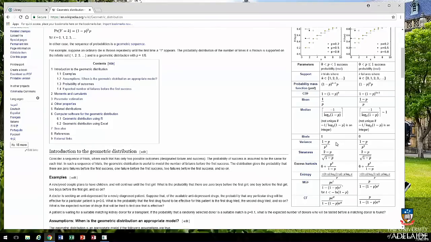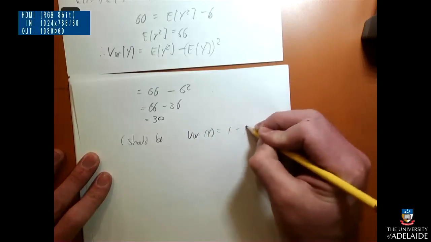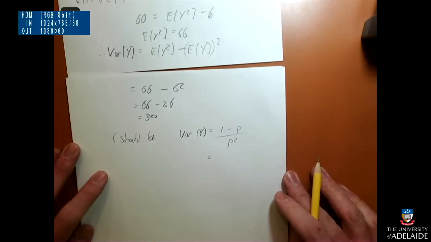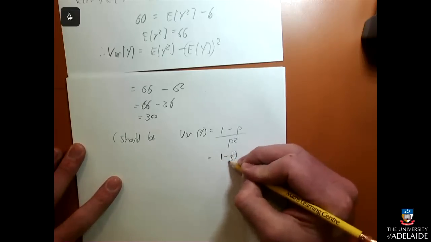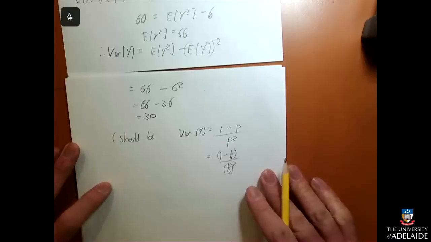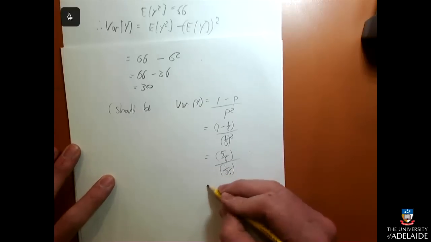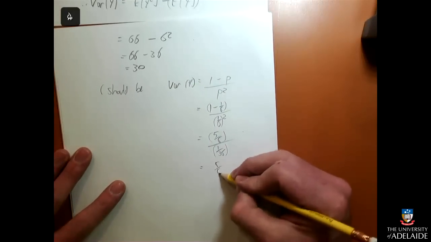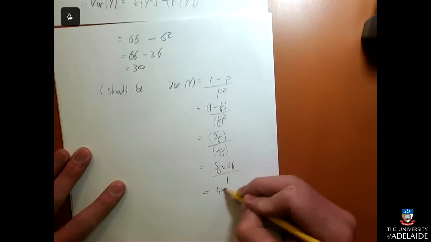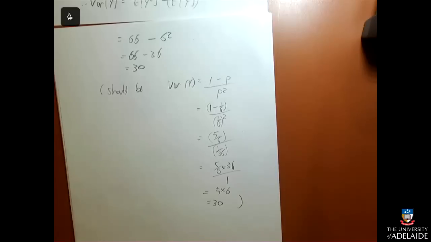All right, we're just going to check if it comes out right. Should be that the variance of y is 1 minus p over p squared, where p is the probability of our event happening, which is 1 in 6. So 5 sixths divided by 1 over 36. If I multiply everything by 36, 5 sixths times 36 over 1, which is 5 times 6, which is 30. Yay! Right, the world makes sense again. Okay, good. That's kind of cool.